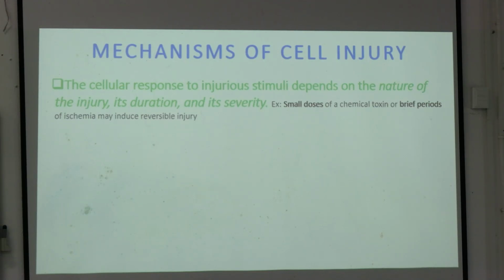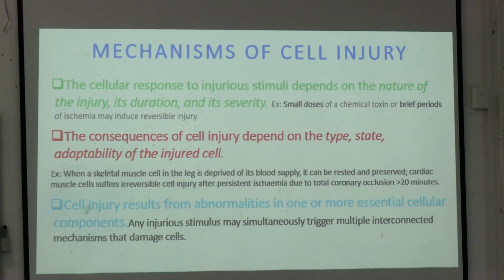So this is normal, if you can understand it, it's easy for you. So first, the cellular response will depend upon the injurious stimulus, its nature, its duration, its severity. So if a small dose of a chemical toxin is attacking you, obviously the effect will be less. If the toxin attacks you for a brief period, then also there are more chances of reversible cell injury, right? It also depends upon you, so the consequences will depend upon the type, the state and adaptability of the injured cell. So your mechanism will depend on both.